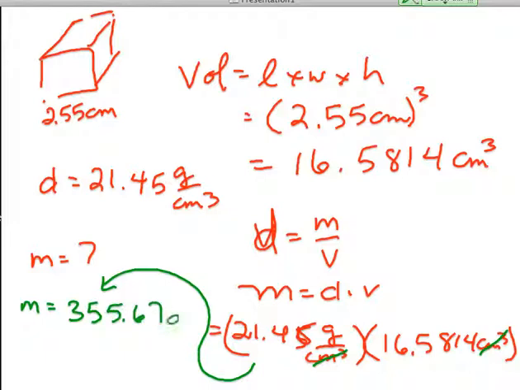355.67 grams. How many significant figures should my answer have? 4, 3. 3. This indeed does have 4. However, this has 3, and did I use it to get to this one? I did, so I have to round that to 3 significant figures, should be 356 grams.